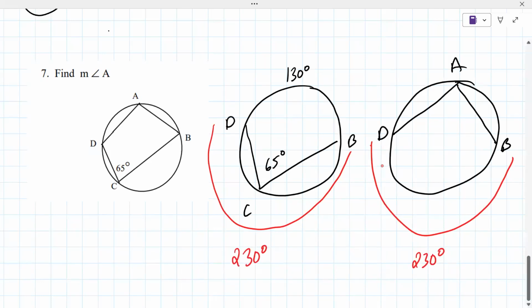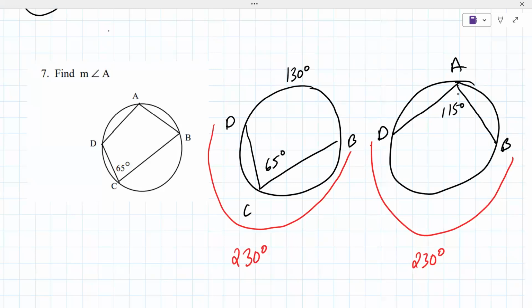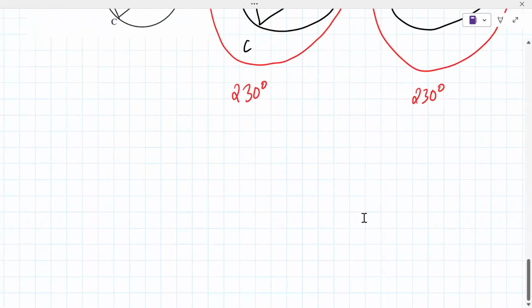Okay, so how is that useful to find A? Then A would be 115. Okay, I really got to get you to do one of these fully on your own. Was that right? You said something else to start, but yeah, I got that.